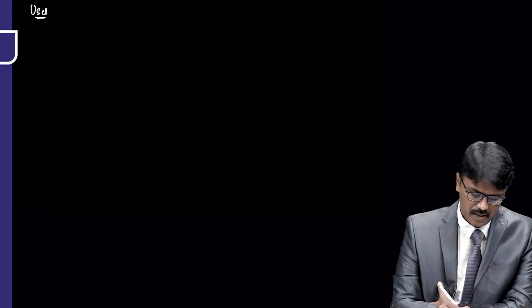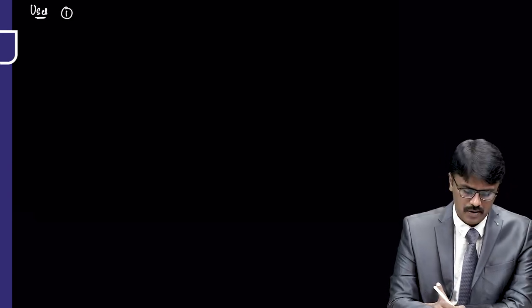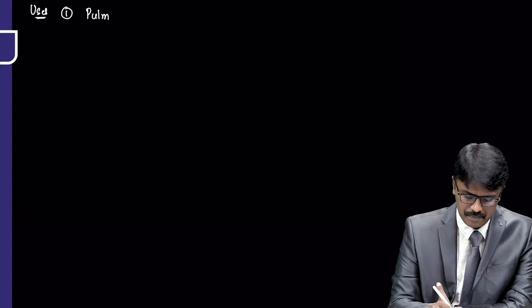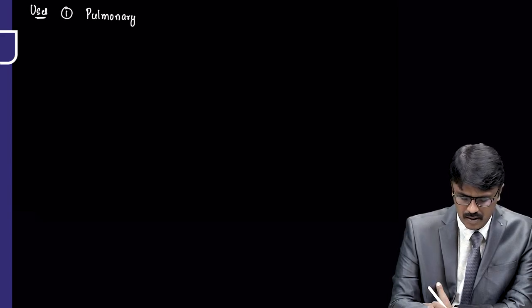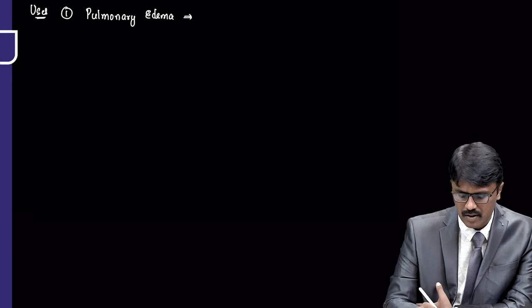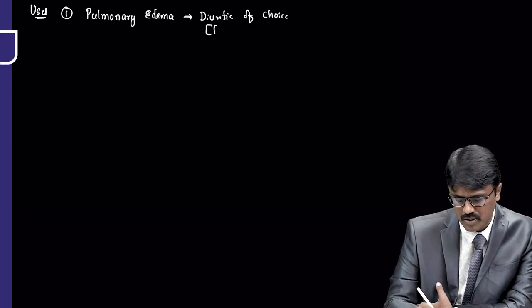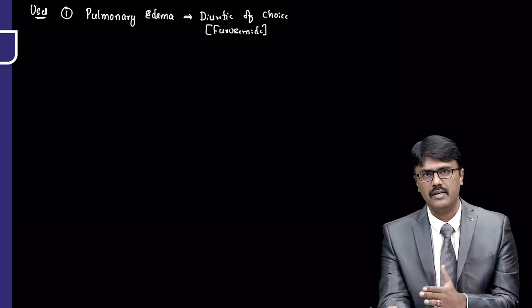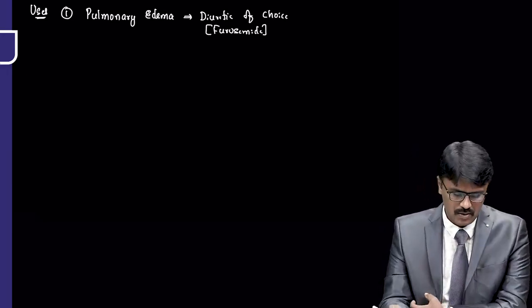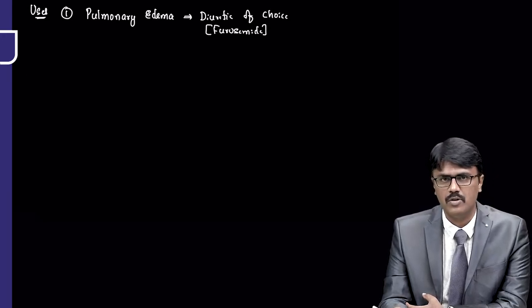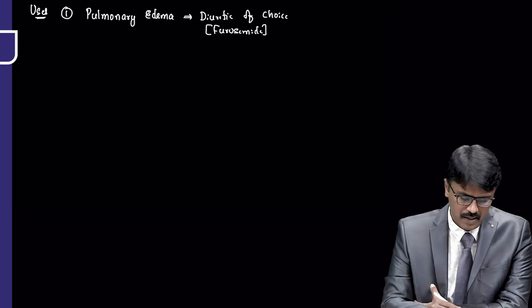Now once I know the adverse effects, let me write the uses. Number one, these loop diuretics are used in edema called pulmonary edema. It is used in pulmonary edema. So in pulmonary edema, these are the diuretics of choice. So the diuretics of choice in pulmonary edema are loop diuretics, particularly furosemide. Now the question is, why is furosemide used in pulmonary edema? Let me explain here.